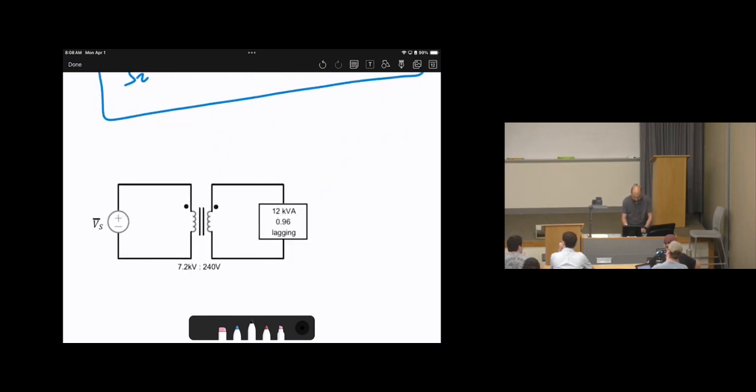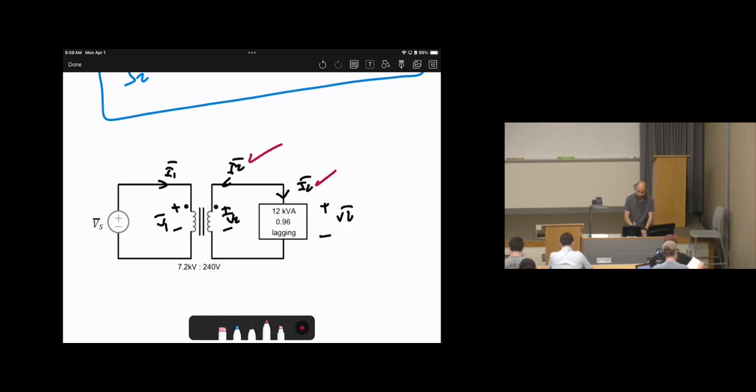Let me relabel here the voltage. Here is V1 bar. Here is plus minus V2 bar. Here is I1 bar. Here is I2 bar. Then we have here IL bar, and here is plus minus VL bar. So far we calculated IL, we calculated I2. How to calculate I1? It is after the transformer, there's a transformer in the middle. Then we need to use the transformer equations.